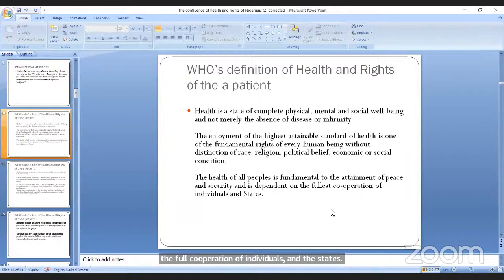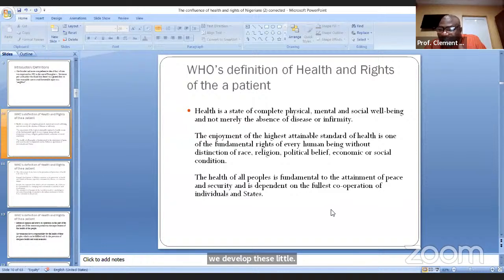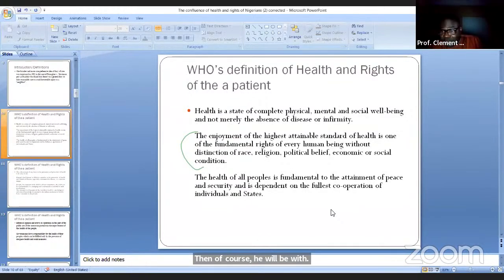We're going to develop this later. It depends on the cooperation of individuals and the state. For example, if you are mismanaged as a patient and you keep quiet, that doctor may never know you have done something wrong. He is likely going to repeat it at another time. Whereas, if you reported the doctor and he was called to order, then of course, he will behave well. So it requires the cooperation. The patient has a role to play, the states have a role to play. The state, in this case maybe the country, can call the doctor to order when you have mismanaged a patient.